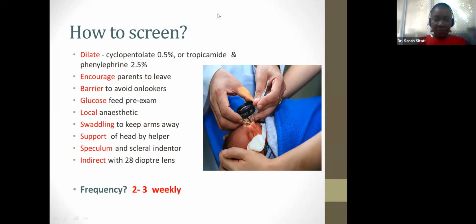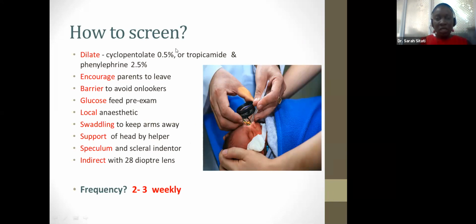How do we screen? You can see this picture here. It makes some people very queasy, because these premature babies are usually quite delicate. They don't like to be disturbed. They don't respond well to manipulations and procedures. And so you find that sometimes screening can be difficult for them.